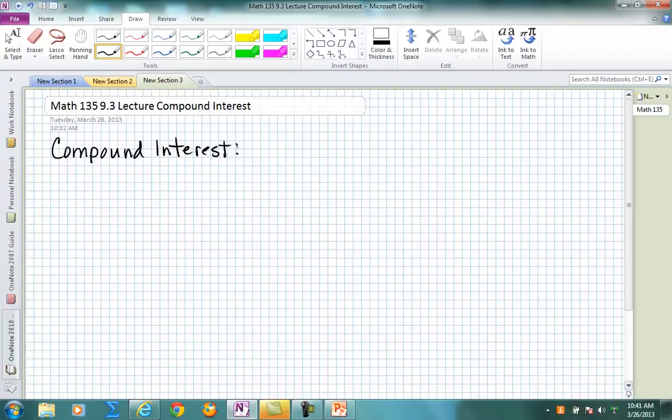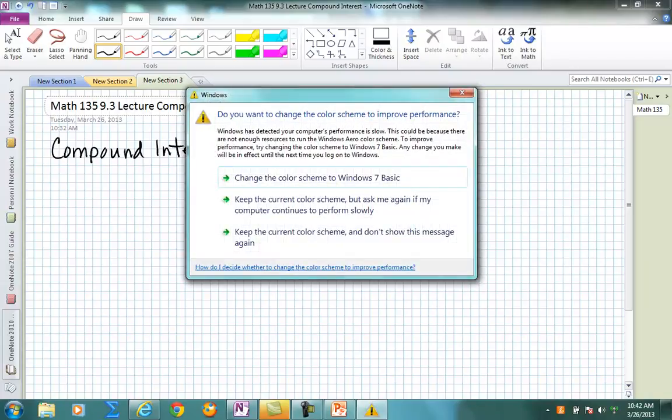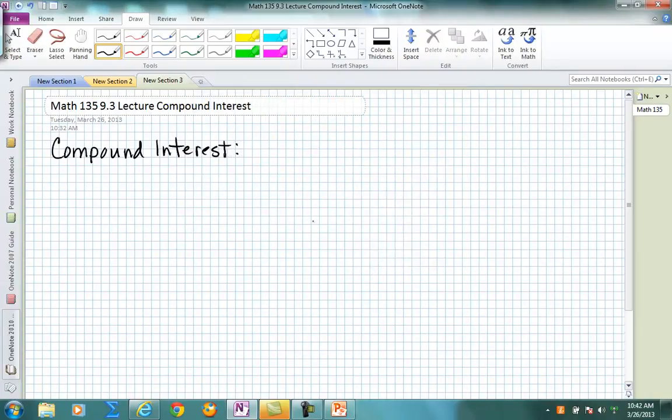It might be compounded quarterly, so every 3 months you would have interest added onto your principal, and then in 6 months you would have interest added on to the principal plus what you had earned the first quarter. And so it continues to build interest.